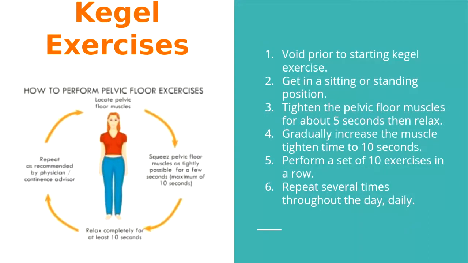So, Kegel exercises. This exercise can increase the strength of the pelvic floor muscles. First, you need to void prior to starting Kegel exercises. Second, get in a sitting or standing position. Third, tighten the pelvic floor muscles for about 5 seconds, then relax. Do this several times in a row, and make sure not to tighten the muscles of the abdomen, buttock, or thighs, just the pelvic muscles. Gradually increase the muscle tightening time to 10 seconds. Perform at least a set of 10 exercises in a row. Repeat several times throughout the day, every day. Results should be noted in about 2 to 3 months.